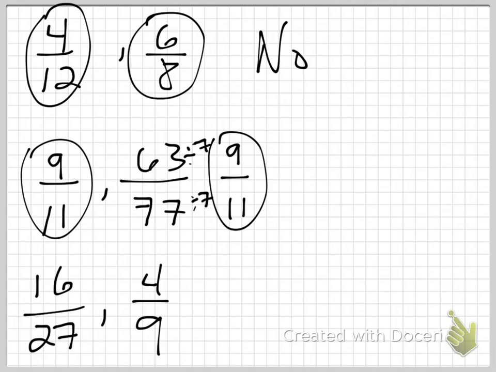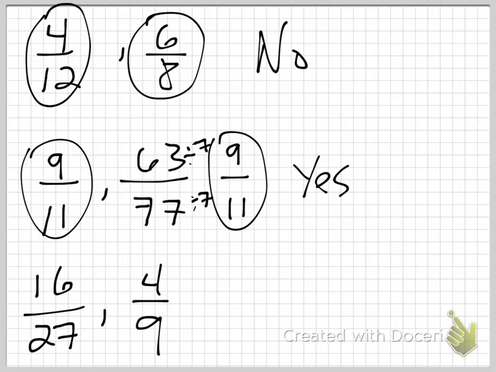What about the last one? 16/29ths and 16/27ths and 4/9ths. Does it form a proportion? No, why not? How did you figure it out? Cross multiply. That's kind of long. These are numbers that you should be able to reduce, though. Maybe. Can you? Is this reducible?